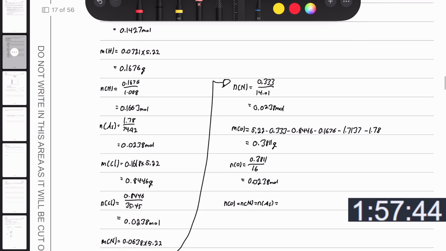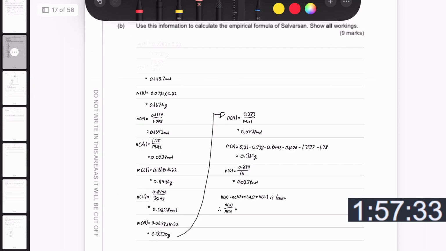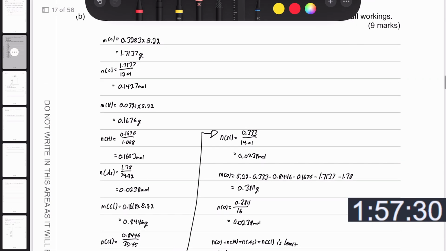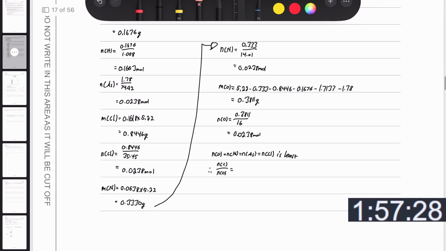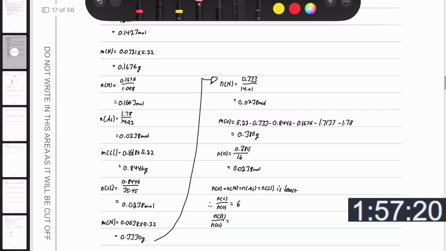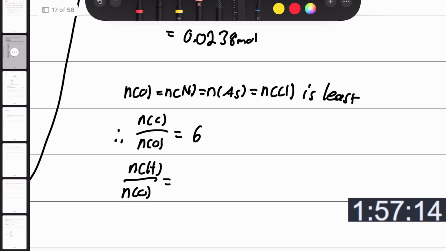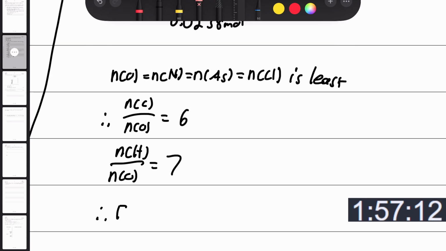Okay. So arsenic is also equal to number of nitrogen, which is the least. So let's say number of carbon over number of oxygen: 0.1427 over 0.0238 is equal to 6. And then number of hydrogen over number of oxygen: hydrogen is 0.1663 over 0.0238, which is equal to 7. Therefore, empirical formula is going to be C6H7OCl.